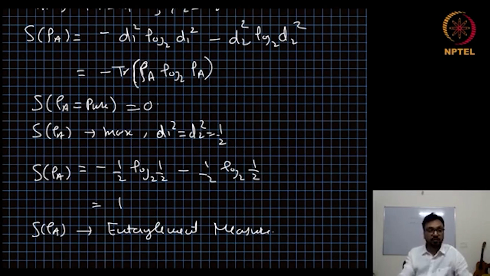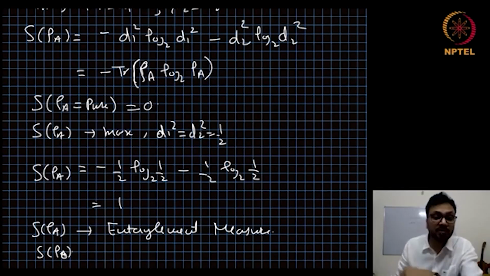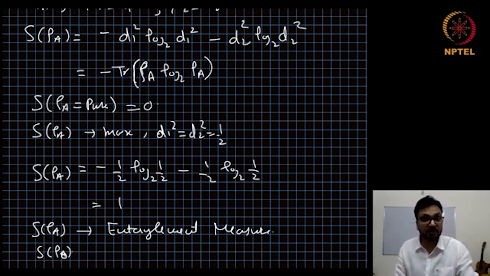Not just S of rho A, the spectrum of the two reduced matrices, rho A and rho B, are the same. They are the same, d1 square and d2 square. So the von Neumann entropy of rho A is the same as the von Neumann entropy of rho B when they are the reduced density matrices of a single pure state. So we will be using the von Neumann entropy as the entanglement measure for pure states.